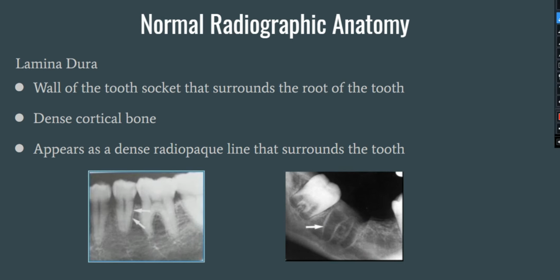So you can see here on this one where these white arrows are pointing, that thin line is your lamina dura. And over on this radiograph, you can see this tooth has been extracted, and it's an even better example, in my opinion, of the lamina dura. You can see the outline of the tooth remaining there. So all of that radiopaque area that I've surrounded with red, that is your lamina dura.